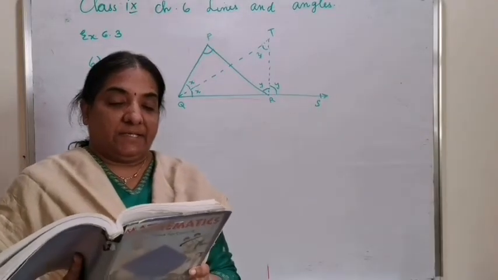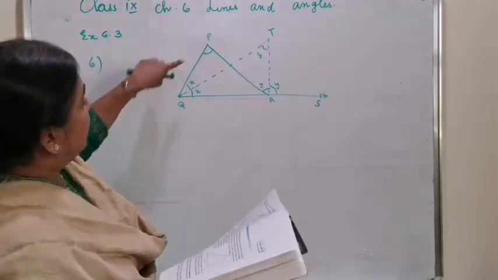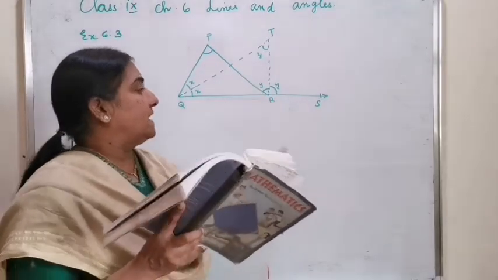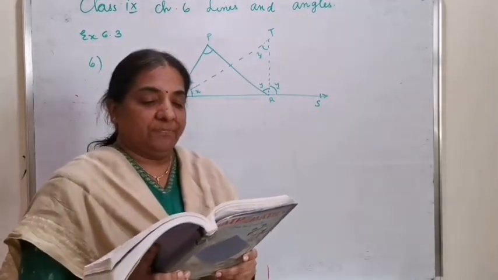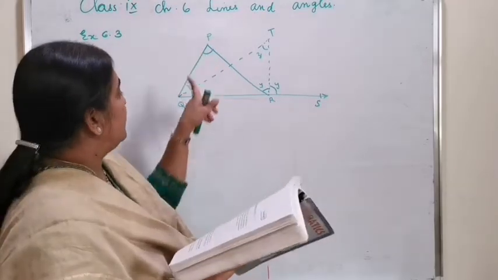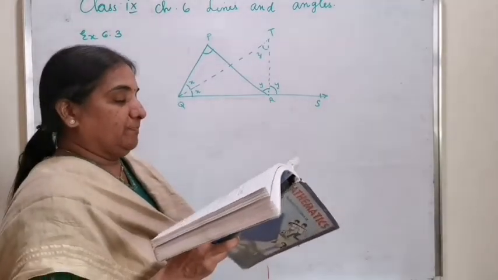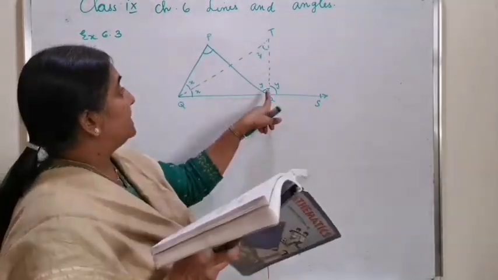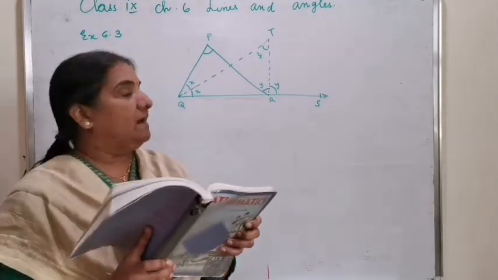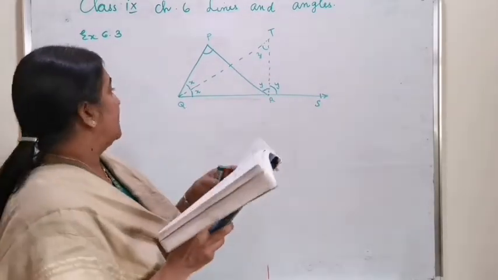Question number 6. In the figure, you can see triangle PQR, side QR is extended and the exterior angle PRS is formed. If the bisectors of angle PQR and angle PRS, that means QT is the bisector of PQR and RT is the bisector of PRS, meet at the point T, then prove that angle QTR is equal to half angle QPR.